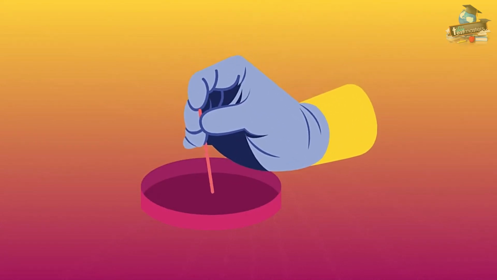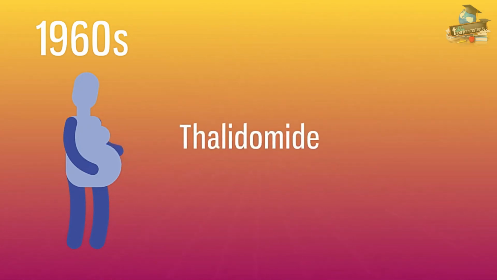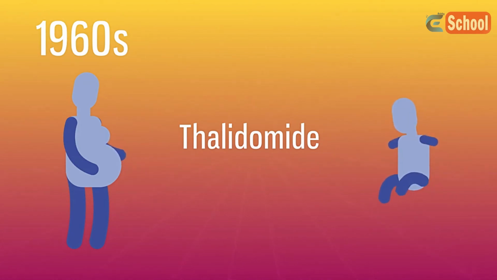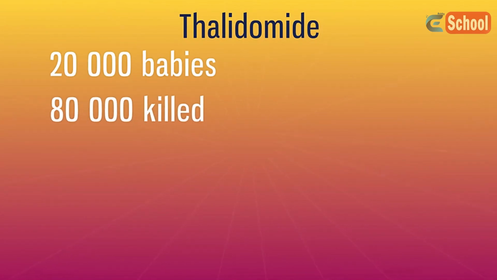Current drug testing procedures are very strict and thorough, but they haven't always been so rigorously tested. In the 1960s, a drug was prescribed to pregnant women to lessen the symptoms of morning sickness. The name of this drug was thalidomide. The drug did indeed lessen the symptoms, but it had some severe side effects. Children of women who had taken thalidomide whilst pregnant were born with shortened or absent limbs. The use of thalidomide caused deformities in an estimated 20,000 babies and killed 80,000.